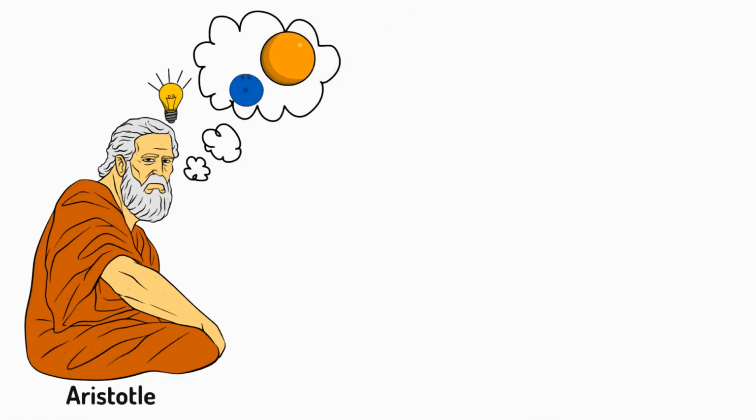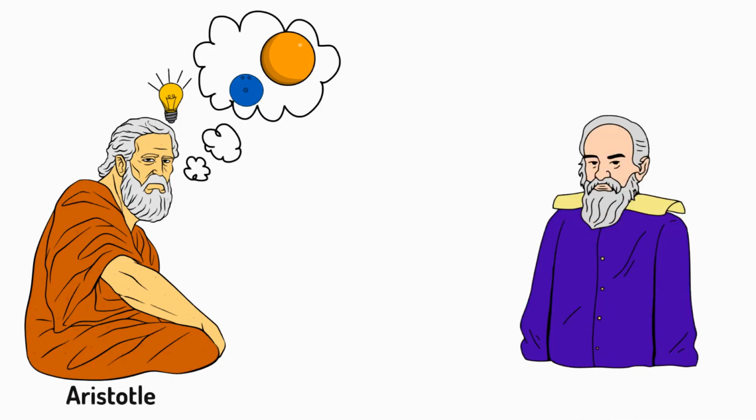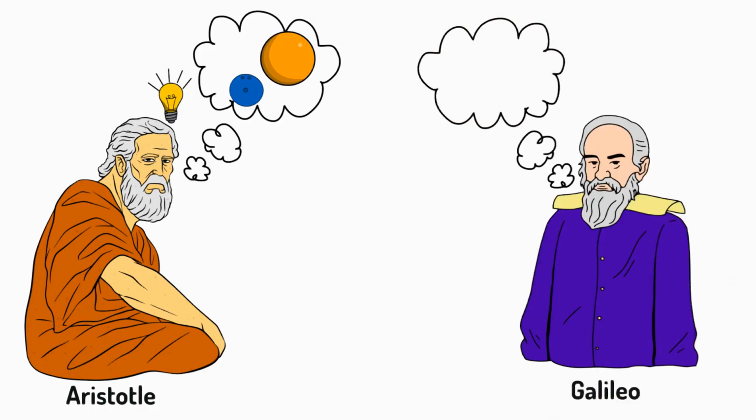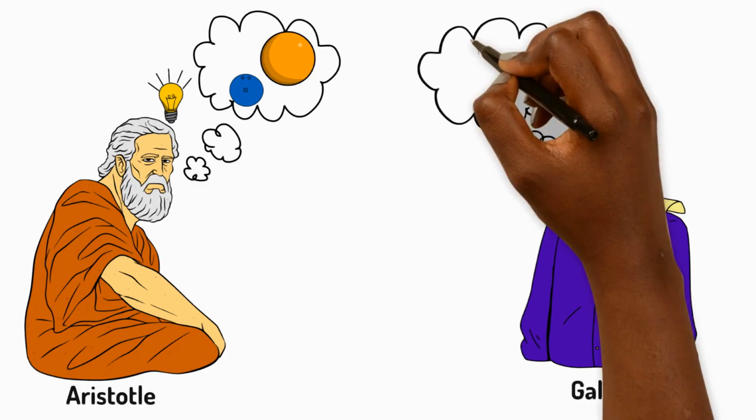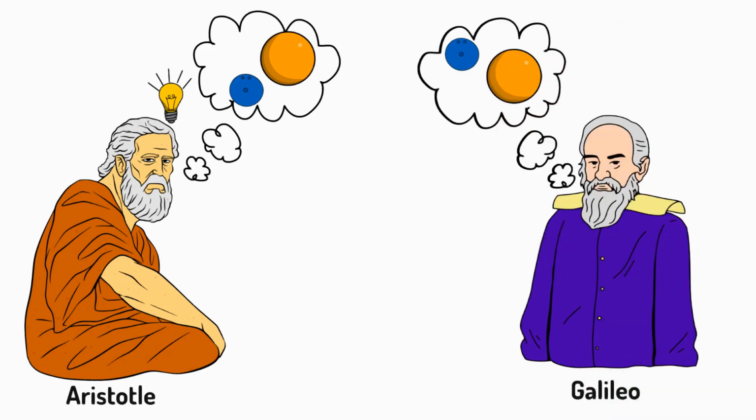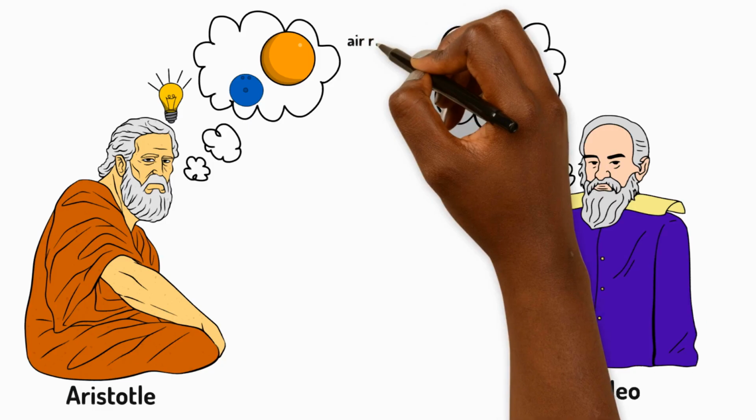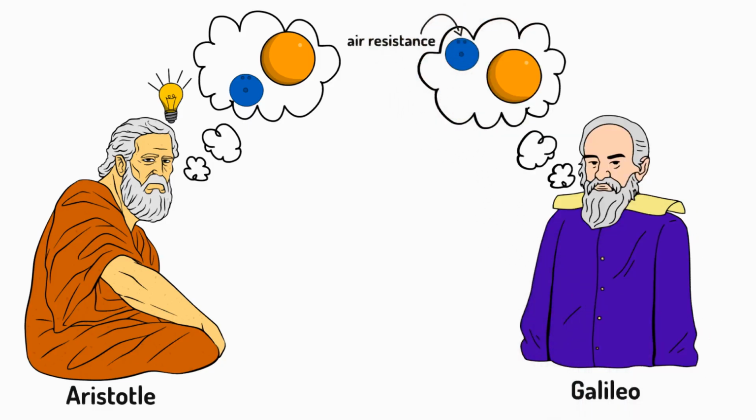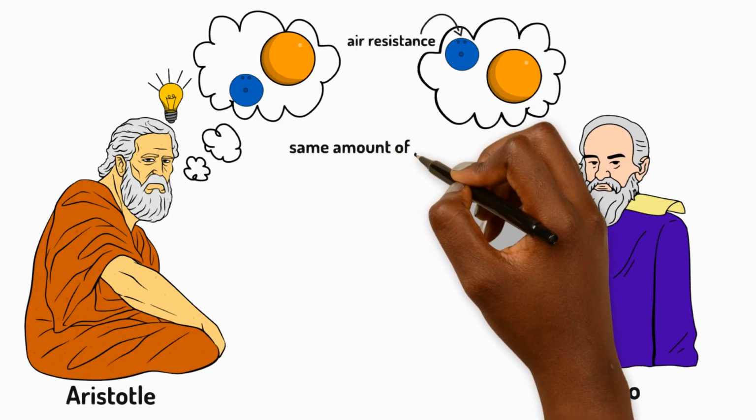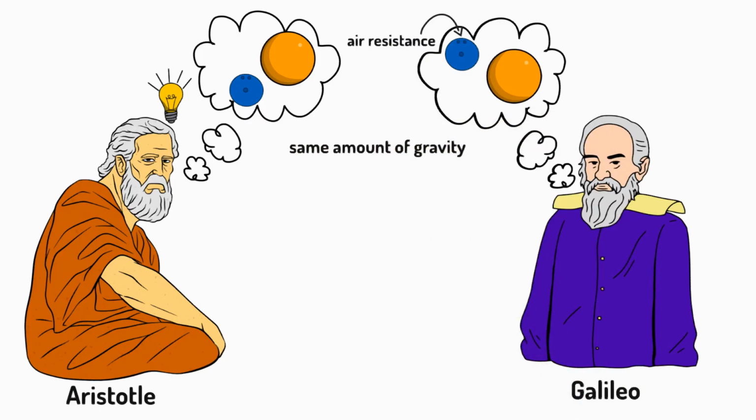Then along came the Italian scientist Galileo centuries later. He proved Aristotle wrong. He suggested that gravity affects all objects equally. Galileo carried out hands-on investigations to drop heavy and light balls at the same time. He found that lighter objects fall slightly slower than heavier objects because air resistance affects them more. But his theory was that exactly the same amount of gravity pulled the heavier and the lighter ball towards the ground.